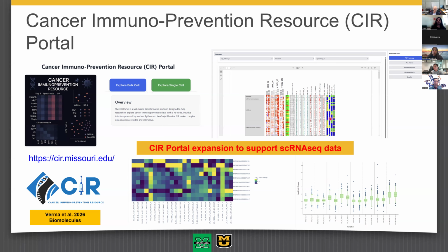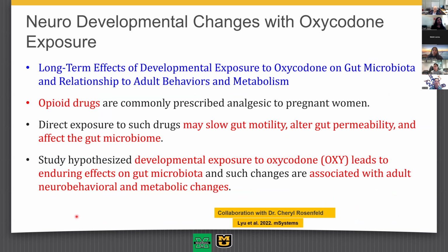So a lot of this is interactive on these portals and that is available and so you'll always see URLs and citations on these slides.